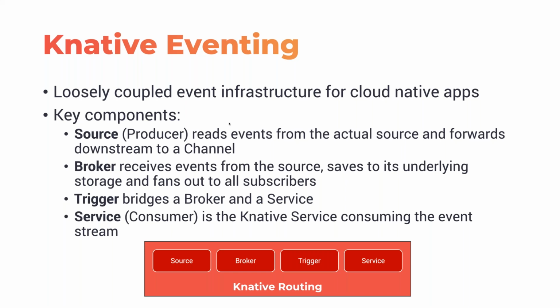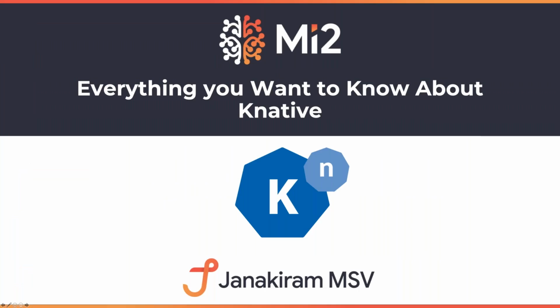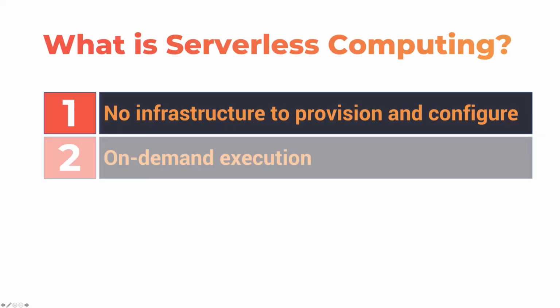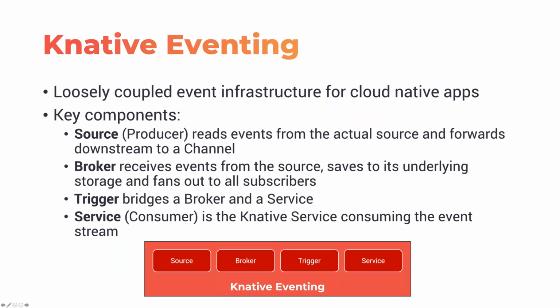Now, the Knative eventing concept brings that kind of PubSub capability to Kubernetes. You actually see a small typo here. It is Knative eventing. Okay. So Knative eventing, as I mentioned, is the PubSub runtime within the Kubernetes cluster. There are 4 pillars. The first one is a source, right? It is a producer that reads the event from the actual source.